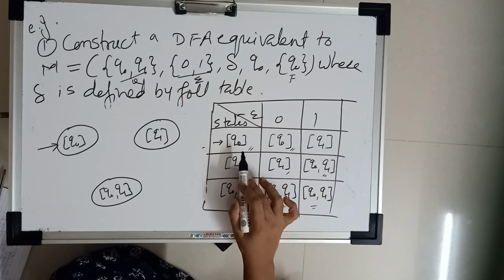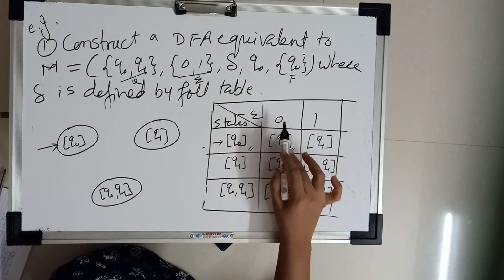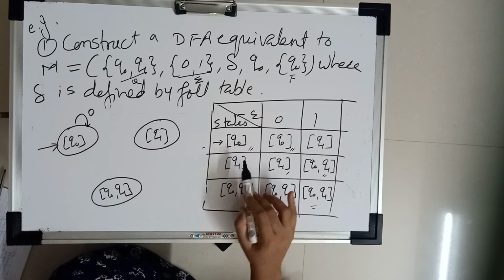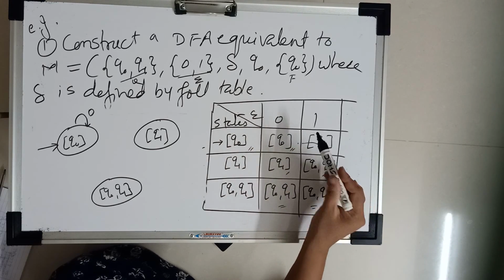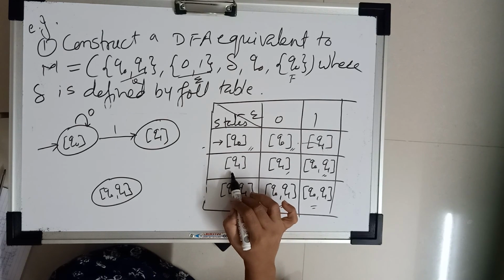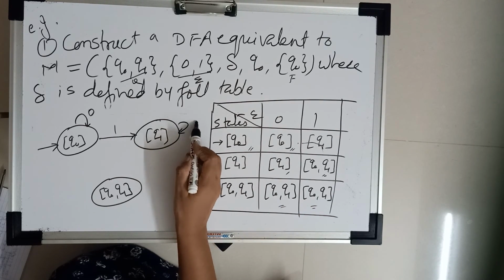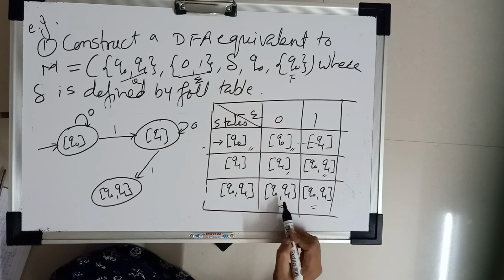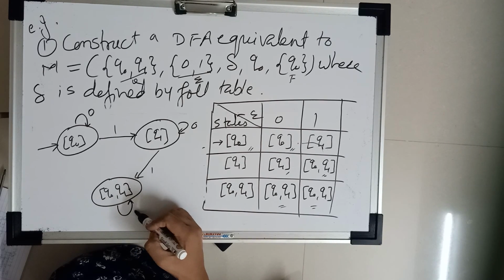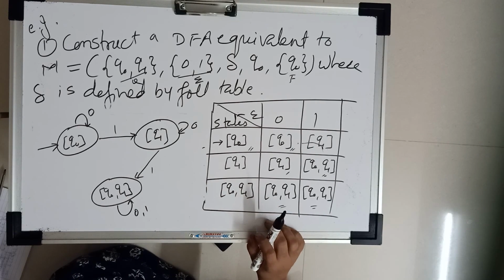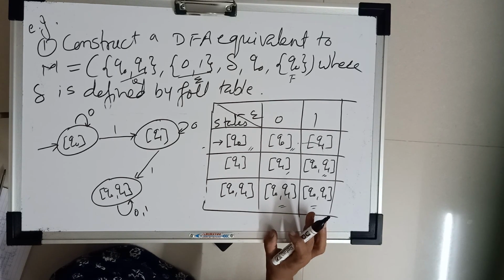See the entries for each state. For Q0, for 0, it goes to the same state, which means a self loop for 0. Q0 goes to Q1 for input 1. Then Q1 goes to Q1 for 0. Q1 goes to this state for 1. And this state goes to itself for 0 and 1. So this is the transition diagram of the DFA table. In this way we can convert NFA to DFA by the transition table.